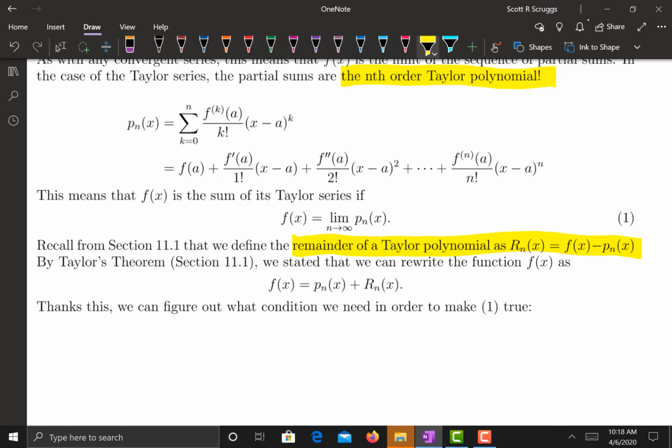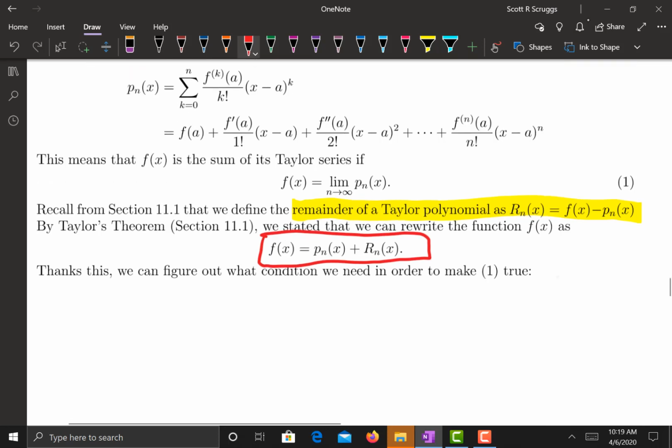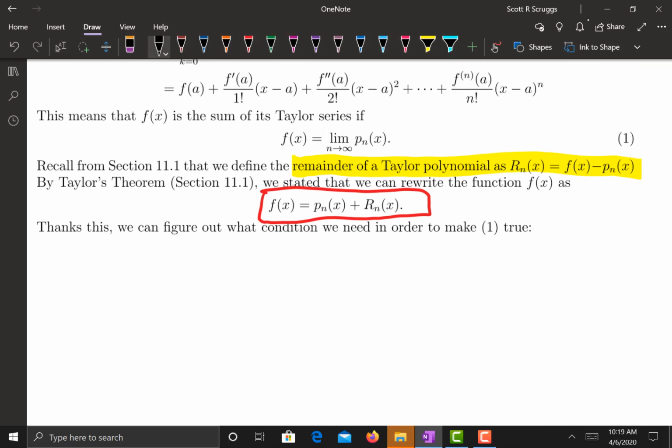And we also recall that one of the key things from Taylor's theorem is that I can always rewrite f of x as its approximation plus its remainder. No matter what, I can always rewrite it in that form, which means I could figure out what makes one true.